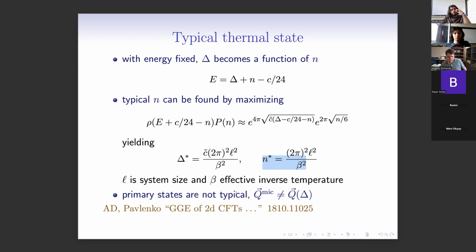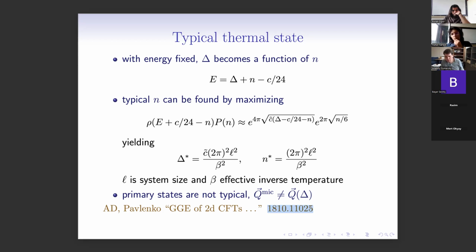So primary states are not typical, and therefore local conserved quantities associated with the microcanonical ensemble are not the same as the local conserved quantities associated with the primary state. And this is a resolution of the puzzle related to the primary states not matching with the canonical or microcanonical ensemble. The resolution is very simple, and we understood this resolution already back in 2018. At least at the level of the principle, we understood how things are supposed to work.